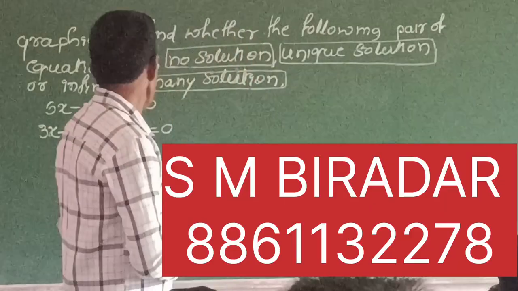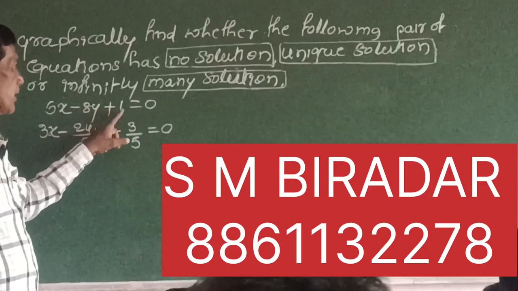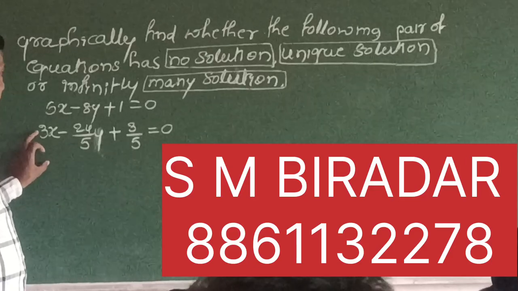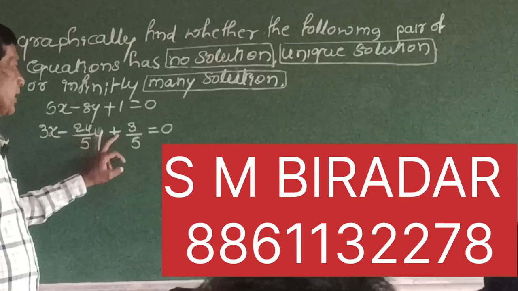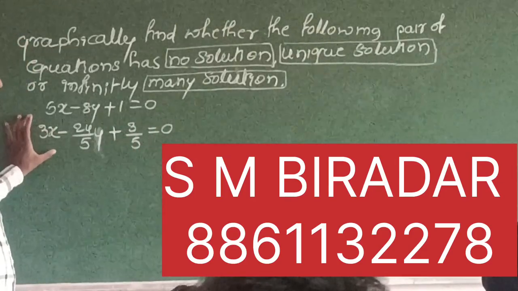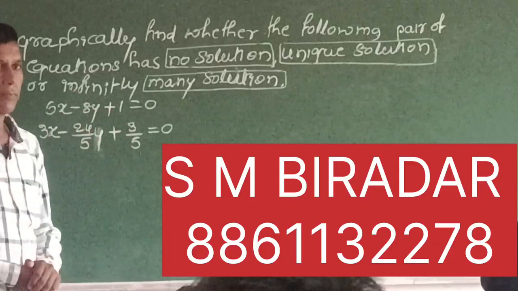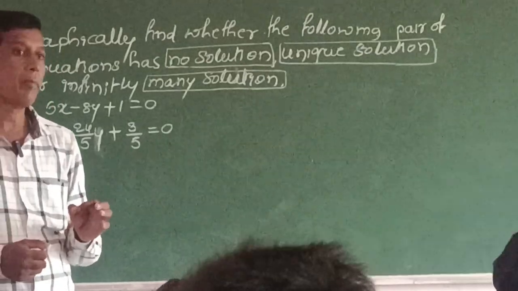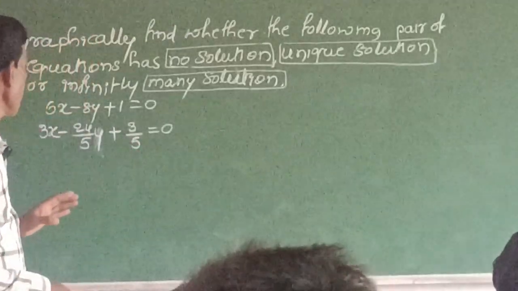Yes, to check. So therefore, the problem: 5x minus 8y plus 1 equal to 0 is the first equation. Second equation: 3x minus 24 upon 5 y plus 3 upon 5 equal to 0. In the second equation there are 24 upon 5 and 3 upon 5. There is denominator 5, so every term is multiplied by 5, the LCM, in the given equation.